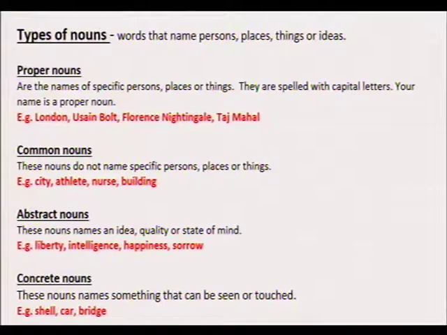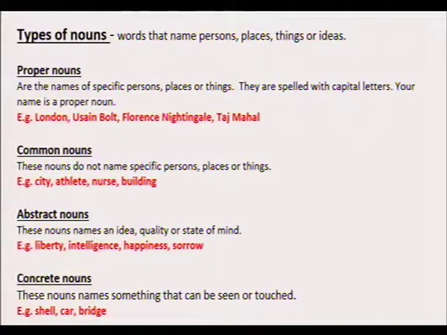Now, for the first type of noun, we have a proper noun. Proper nouns are the names of specific people, places, and things. They are spelled with capital letters. Your name is a proper noun. For example, London. London is a place, so it will be spelled with a capital letter. Usain Bolt, Florence Nightingale, Taj Mahal, you name it. There are many, many, many examples.